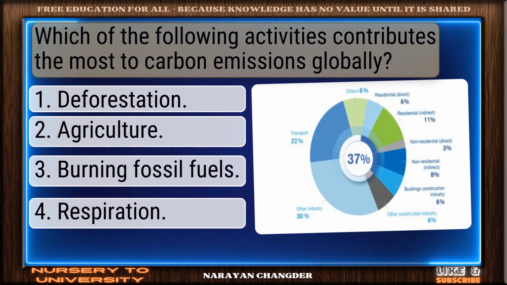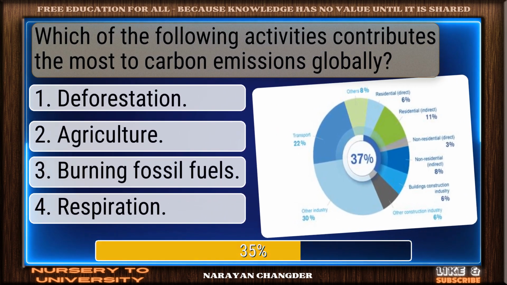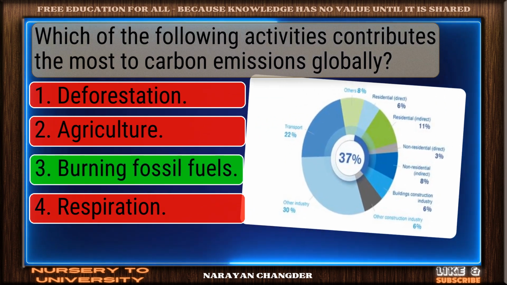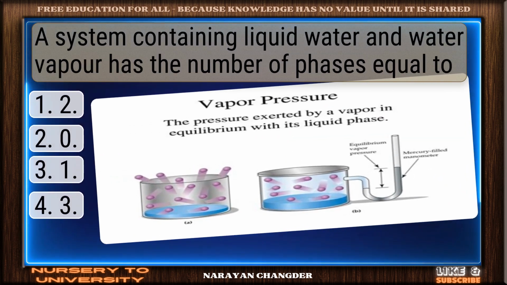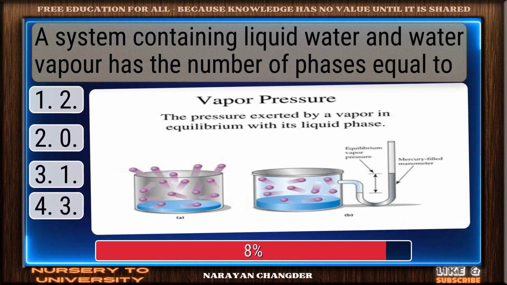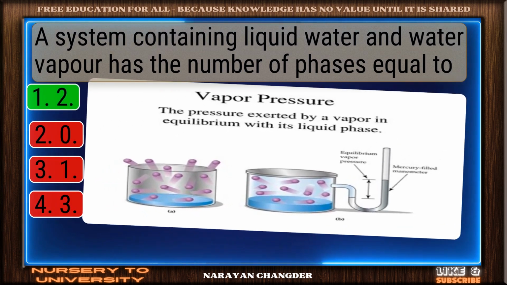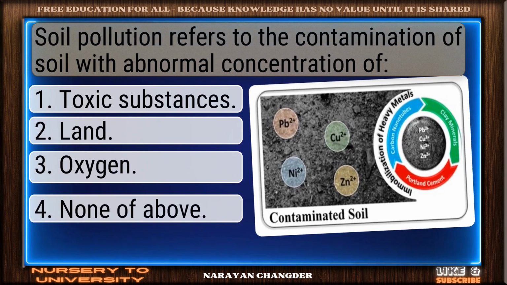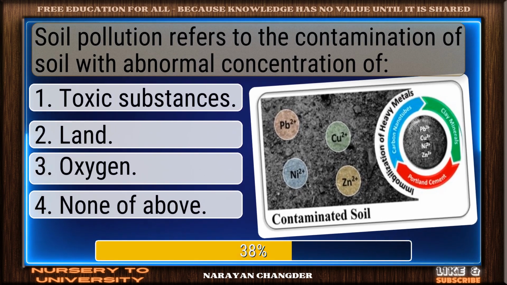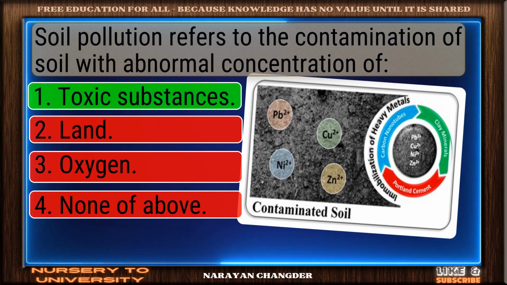Which of the following activities contributes the most to carbon emissions globally? Bravo. Burning fossil fuels is the answer. A system containing liquid water and water vapor has the number of phases equal to. Solid response. 2 is a valid choice. Soil pollution refers to the contamination of soil with abnormal concentration of. Well picked. Toxic substances is the correct answer.